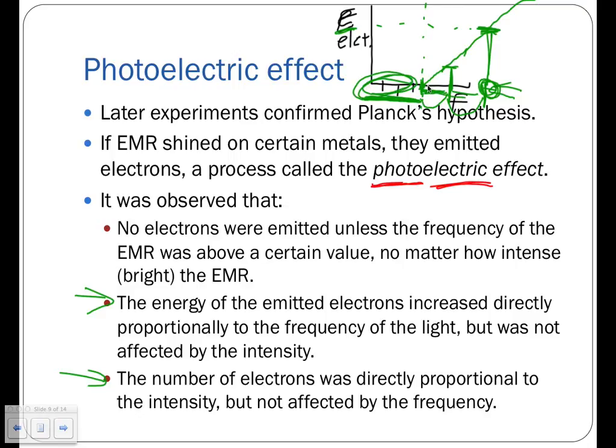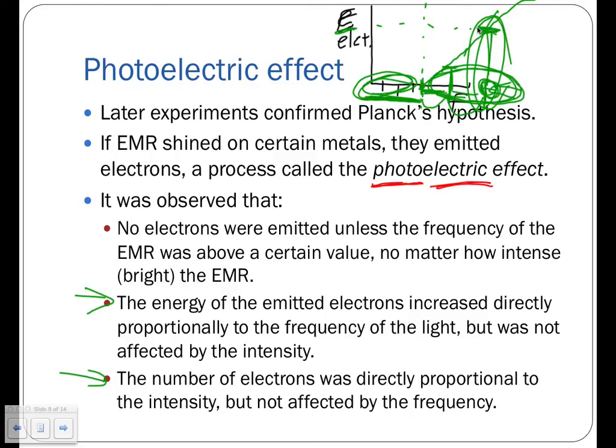If it was above that frequency, you got a number of electrons, and the more energy the electrons had was proportional to the frequency of the light. But let's say we pick a particular energy right here. And I'm covering up my graph. You can't really see much of that anymore. But let's say we're going to pick that particular frequency of light.